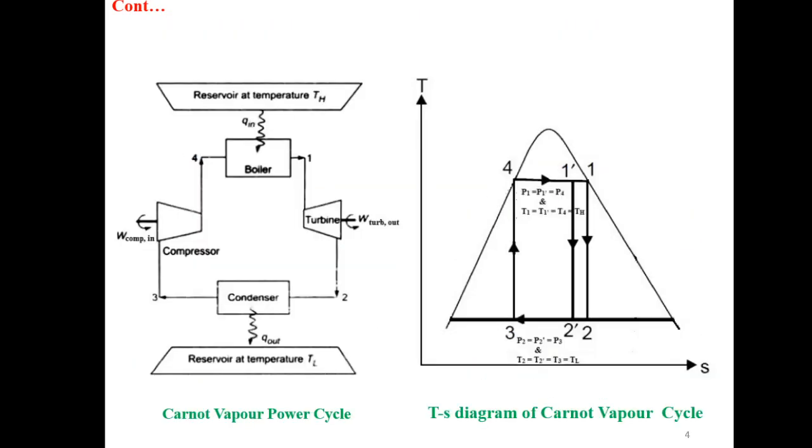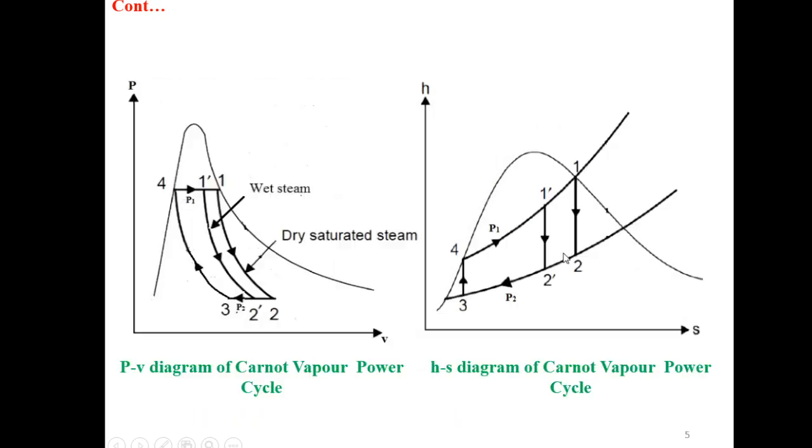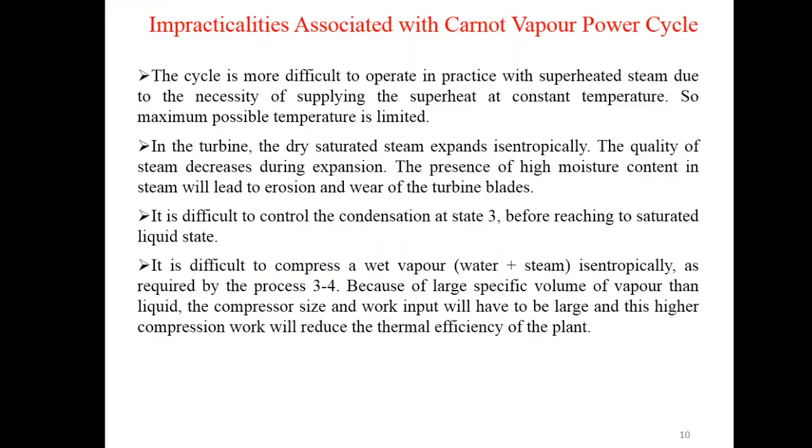Now I have told you that point 3 must be here, that is, it will be a wet point. Now in the process 3-4 we have isentropic compression, so the compressor has to do work in such a way that point 3 will become point 4. Now it is difficult for a compressor to compress wet steam, so we have to increase the size of the compressor. When we increase the size of the compressor, the work input will be more. This is the limitation associated with point 4, that is this point.